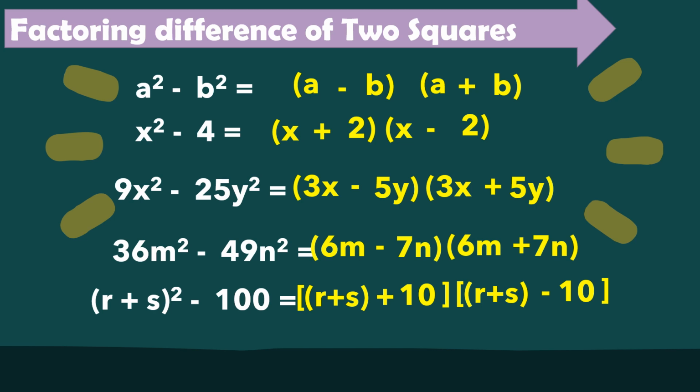But in our final answer, dapat nakasimplified ang ating factored form. So, tatanggalin natin yung parenthesis sa loob and we will replace the bracket by parenthesis. You have r plus s plus 10 times r plus s minus 10. That is now the factored form of quantity r plus s squared minus 100. Pag dumadami po ang terms, wag po kayong magugulat. Basta just follow the steps on how to factor difference of two squares.